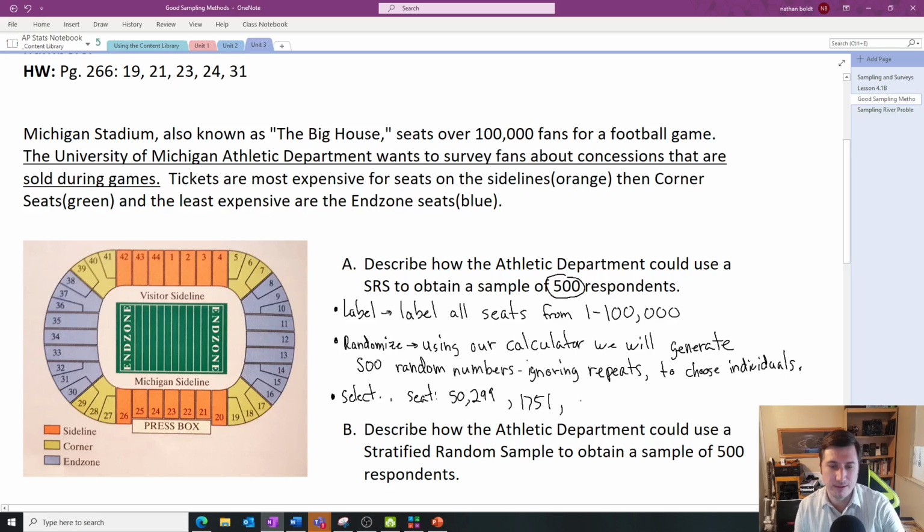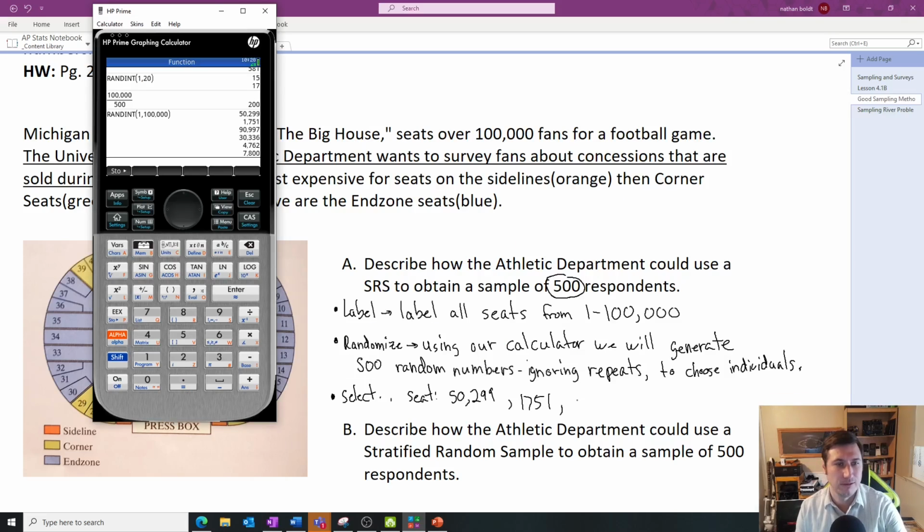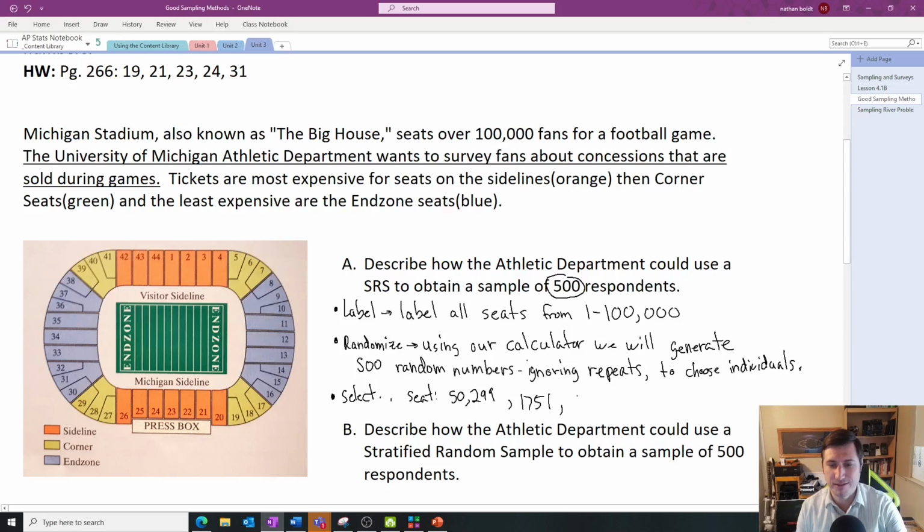Ask that person, how do you like your hot dog? Cracker Jacks? Do they do Cracker Jacks at football? Or is that just baseball? Then to the 90,000th seat. Hopefully you can see the problem here.